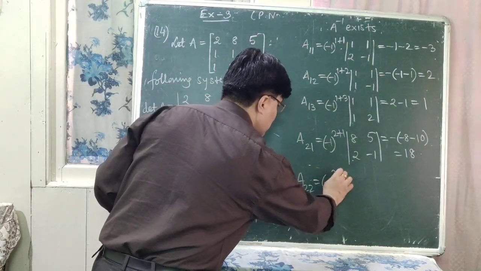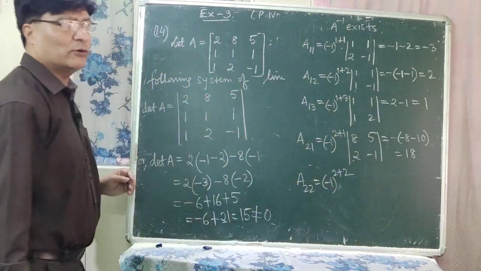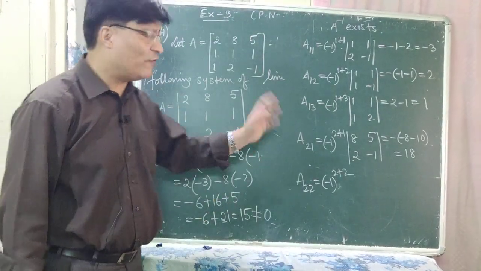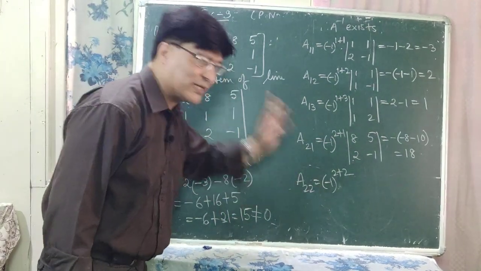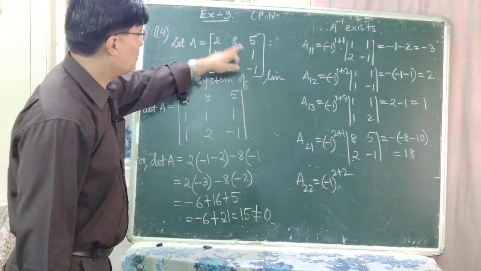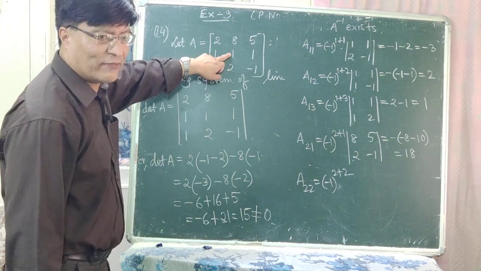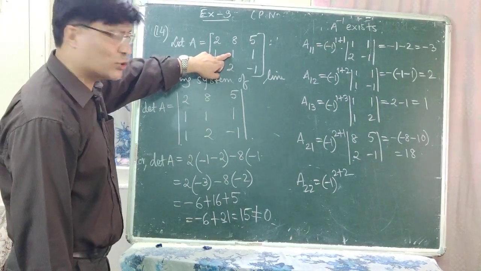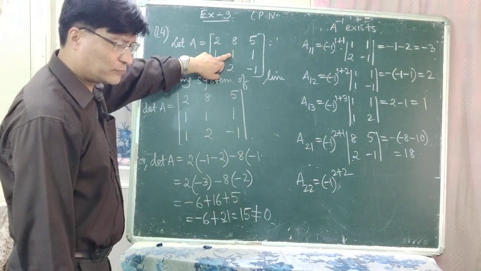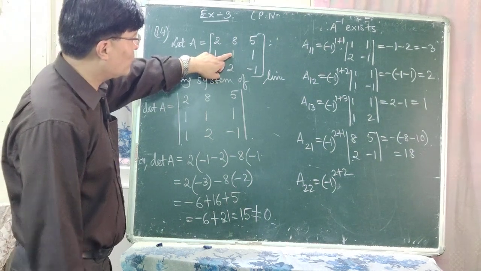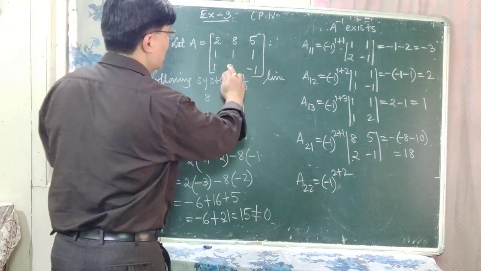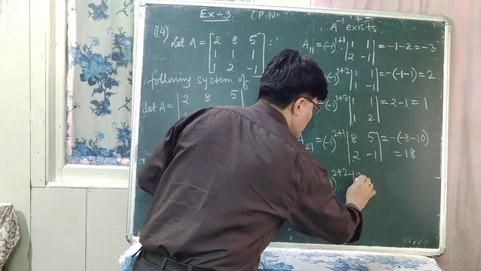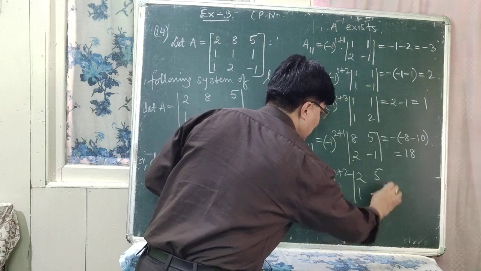Consider the sign first: (-1) to the power 2 plus 2. What is meant by capital A22? Cofactor of the element belonging to the second row and second column. That means 1. You have to get the cofactor of 1. We have considered the sign. Now delete the row and the column through the element 1, that is, second row and second column are deleted. What remains? 2, 5, 1, minus 1.